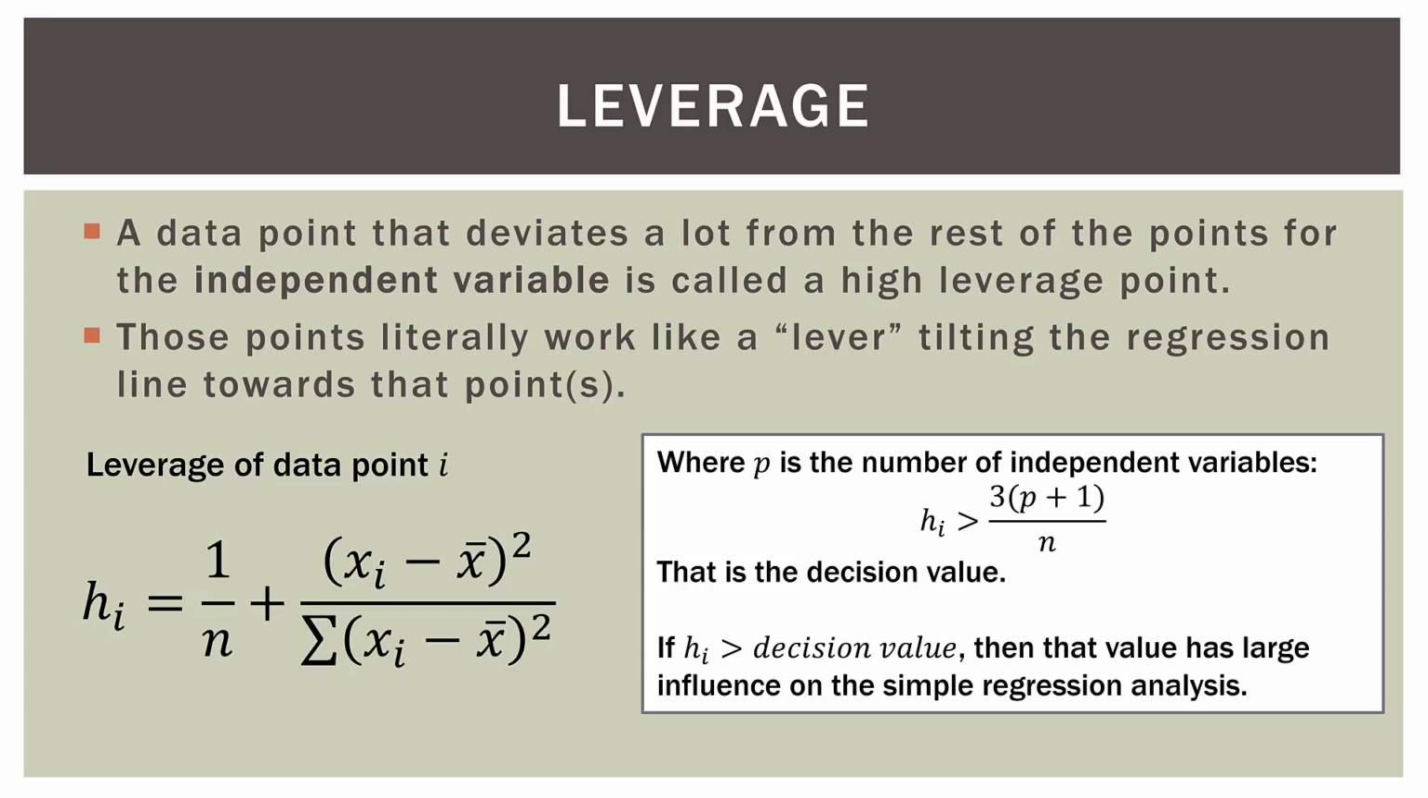So if h sub i that we calculate over here on the left for each point is greater than this decision value we have here, then we say that that value has large influence, it has high leverage on the simple regression analysis. And we'll look at that more in the next video.